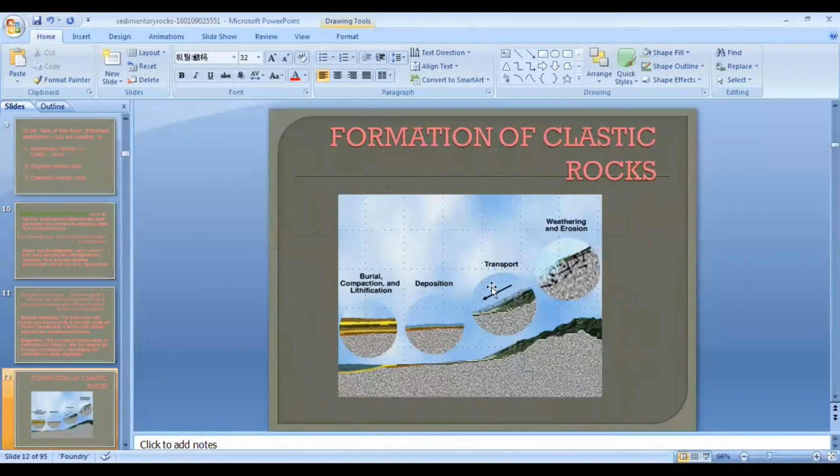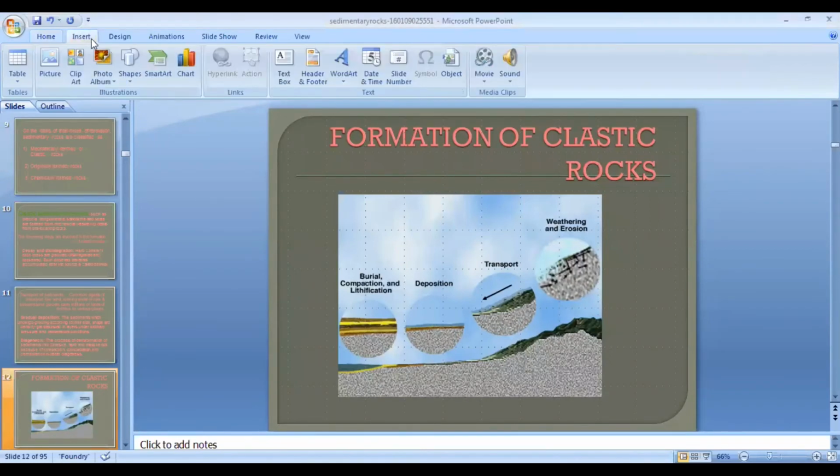So here is an example of how clastic sedimentary rocks are formed. We have weathering and erosion of sediments, then the transportation, and then the deposition of these sediments, and as a result, later on we will have the burial, compaction, and lithification of these sediments. So you will see a series. This is a mountain, and from this mountain some of the sediments are coming in and being transported, and then they start depositing here, and after deposition the deposition continues until here.